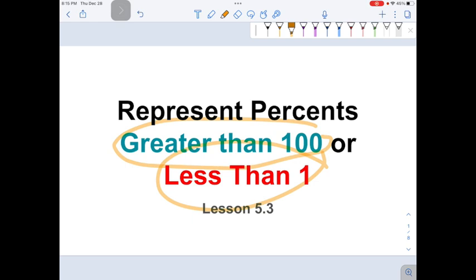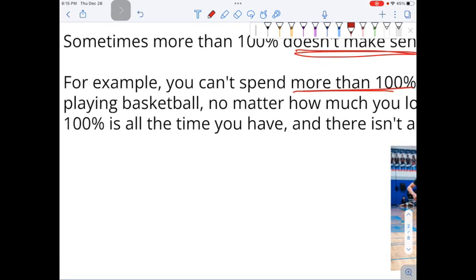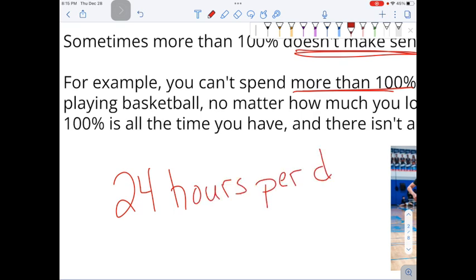Let's jump into it. So can we really have percents that are more than 100%? Sometimes more than 100% doesn't make sense. For example, you can't spend more than 100% of your time playing basketball, no matter how much you love the sport. 100% is all the time you have, and there isn't any more. You can't spend more than 24 hours per day playing basketball because there isn't 25 hours.